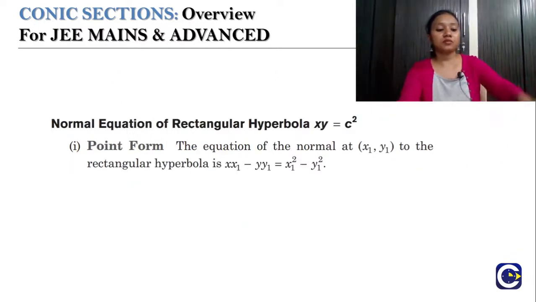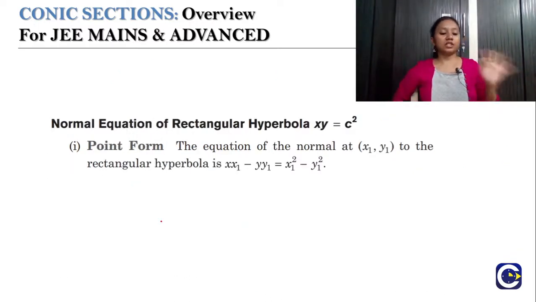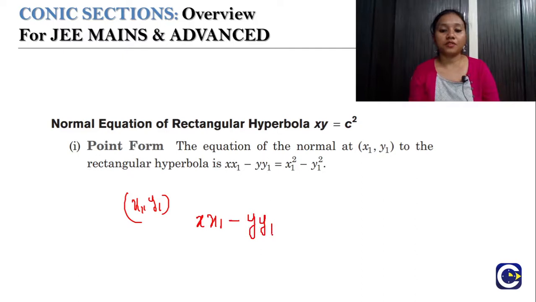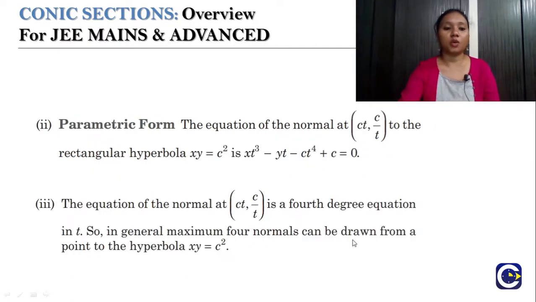of these two tangents passing through the points which are formed at the point P and Q to the rectangular hyperbola. So as we have seen our tangent equation, let's have a look over the normal equations also for our rectangular hyperbola of form xy is equal to c square. So at the point x1, y1, the normal equation here for rectangular hyperbola xy is equal to c square is given here, which is x1 minus y1 is equal to x1 square minus y1 square. So this is my point form of normal equation.